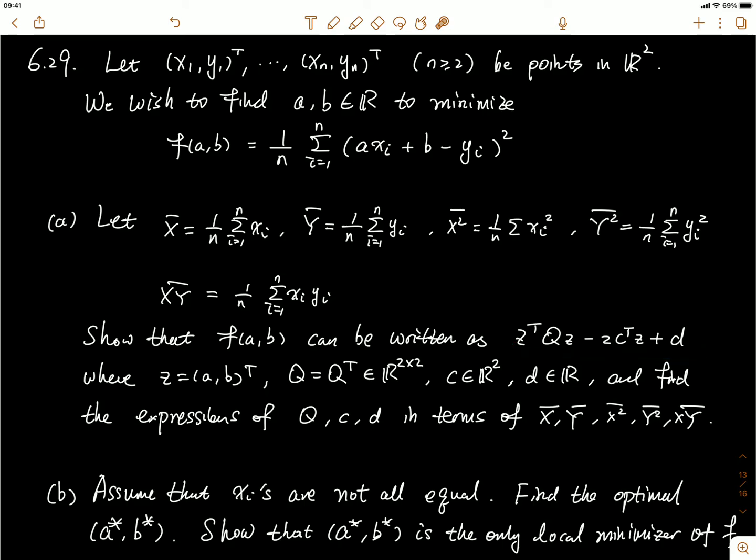So the question is, how do we write q, c, and d in terms of these quantities? Okay, so that's the first question.